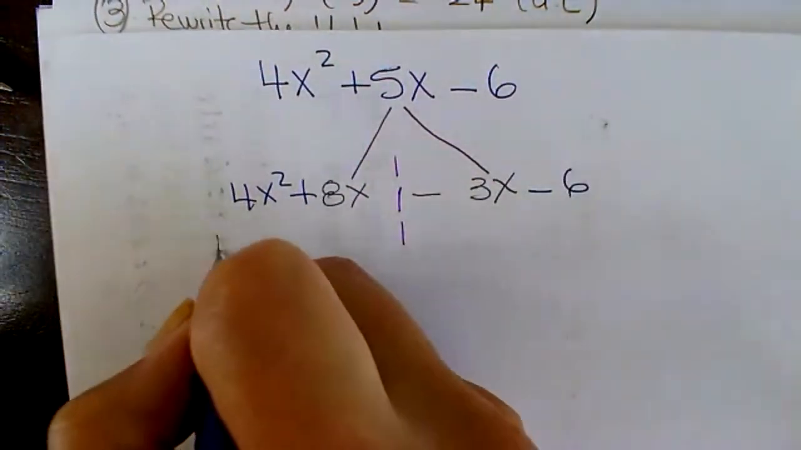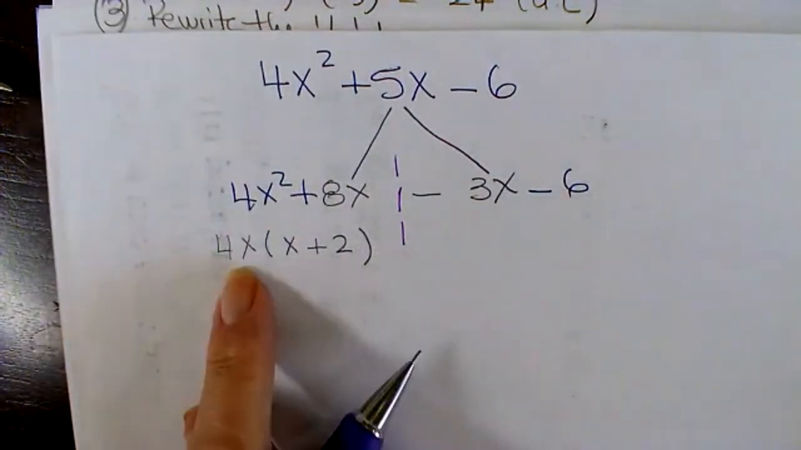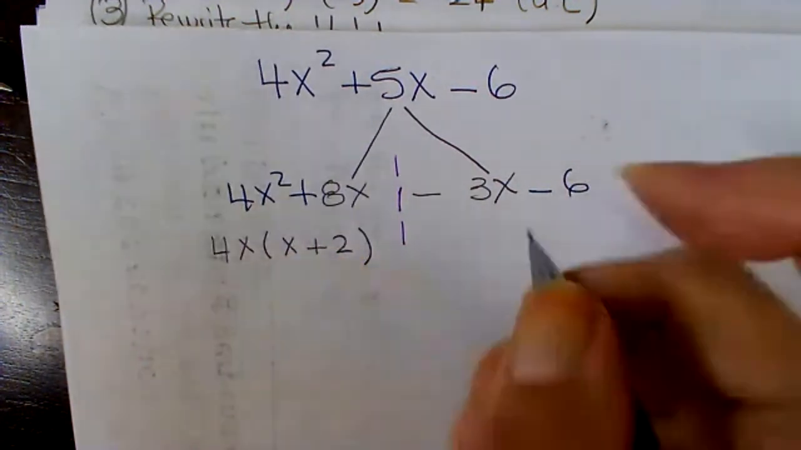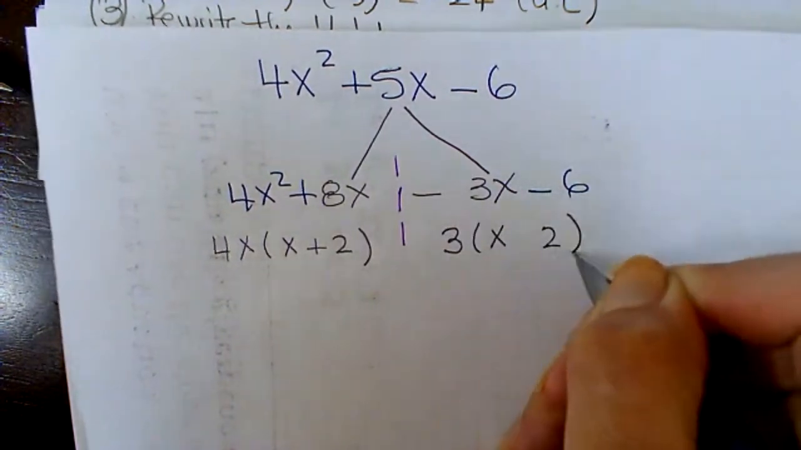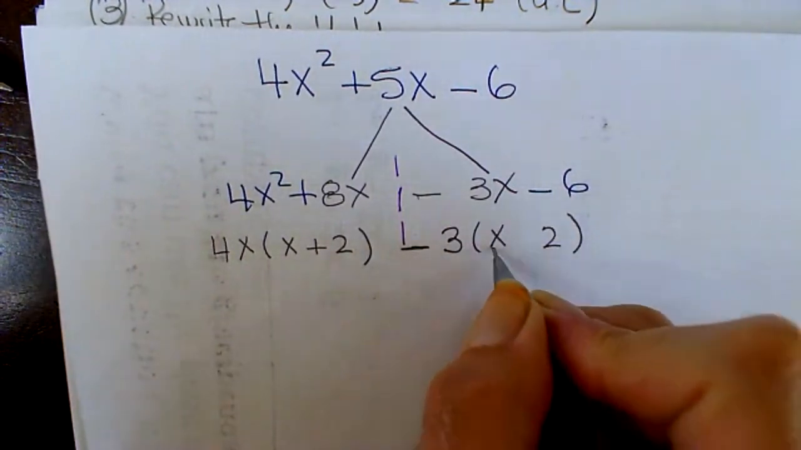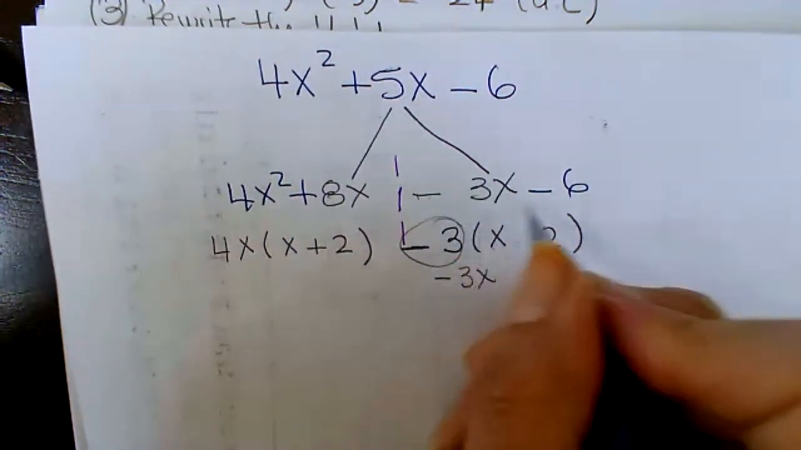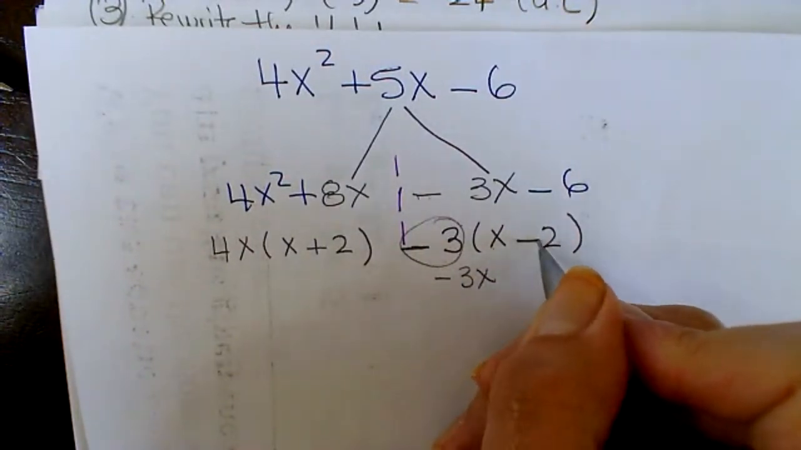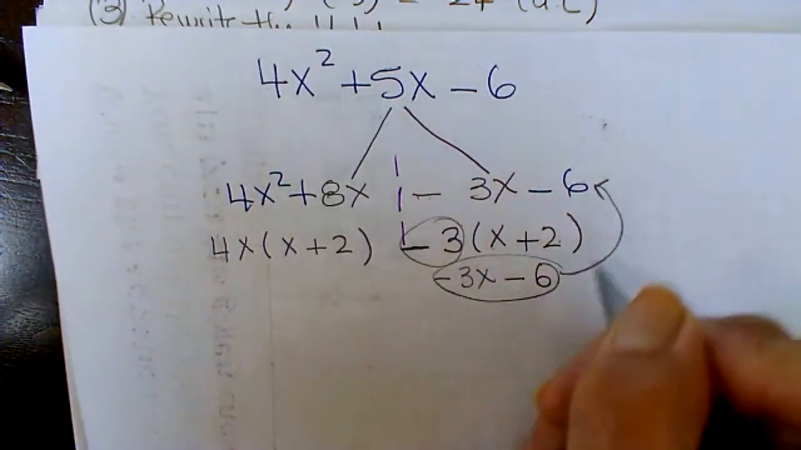So let's do that. Here is 4x, and I have an x left, and I have a 2 left. So 4x is my greatest common factor. I factored it. And now for this one, it's going to be 3x. I'm bringing this negative down. If I multiply this negative 3 times x, I get negative 3x, right? And negative 3 times 2, is it going to have to be positive or negative? It's going to have to be positive in order for me to get negative 6. That is the same as this one.